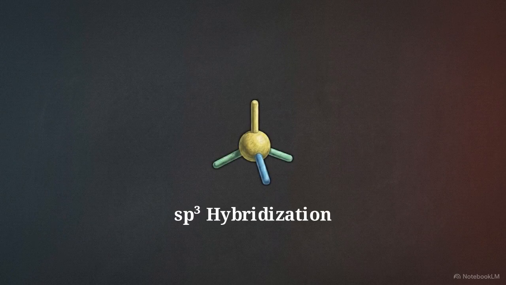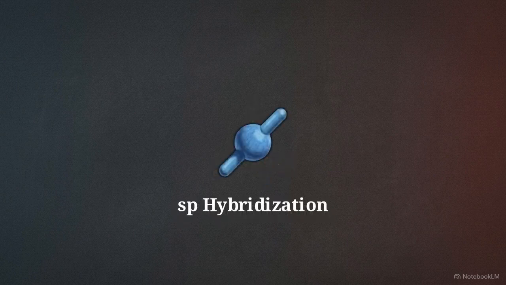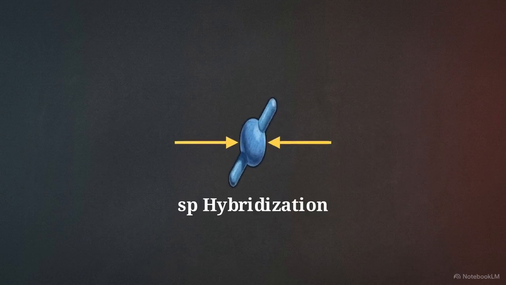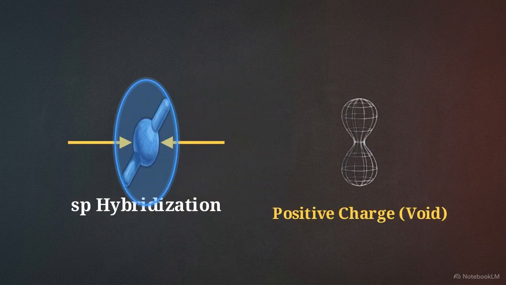We can see this shift from the tetrahedral sp3 orbital to the trigonal planar sp2, and finally to the linear sp orbital. The sp orbital pulls the electron cloud significantly closer to the nucleus, resulting in a shorter, more compact orbital. Electrons held this tightly increase the effective electronegativity of the carbon. The atom resists donating its own electron density into the neighboring void.